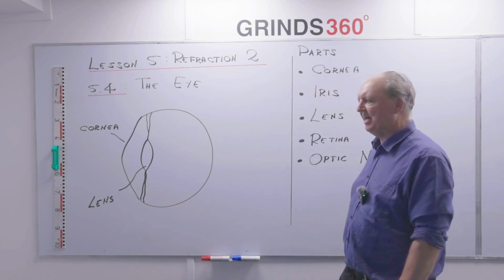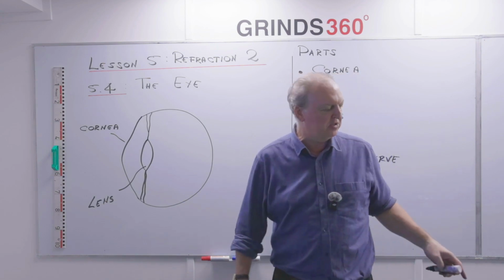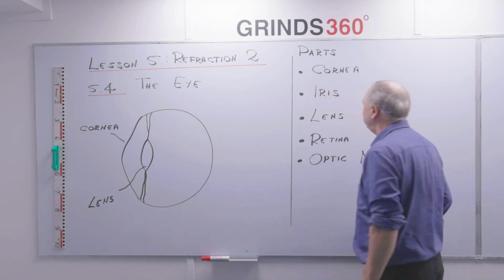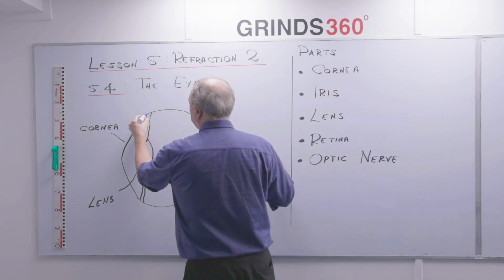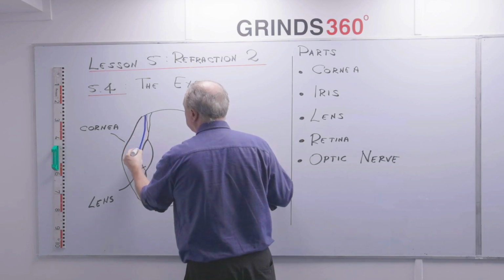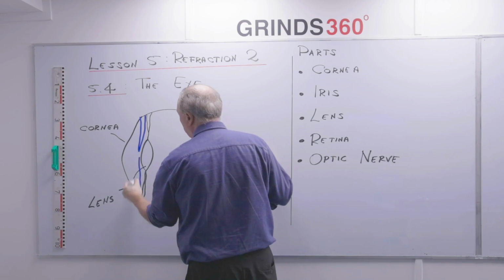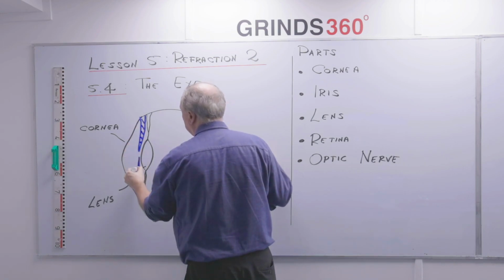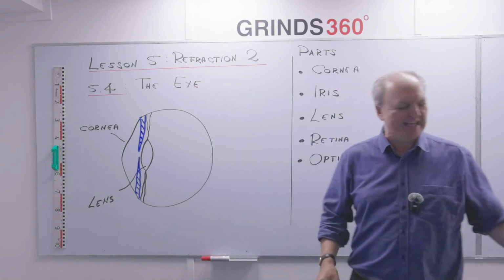Now, in front of the lens, you have the colored part of your eye, whether you have blue eyes or green eyes or whatever, and that's called the iris. So here's my iris here. There's a colored part that stretches down in front of my eye. So here I'm drawing someone who's blue-eyed. Now, the iris acts like a shutter.